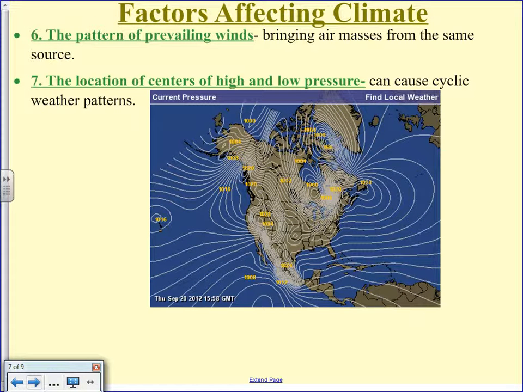Pattern of prevailing winds. Where do our winds typically come from? Not southeast, southwest. Yeah, they come from right over there. They come off the mountains. Typically, guys, here, winds blow from the west. If they're blowing from the west, from the southwest, we know what we're in for. It's going to be warmer, it's going to be drier. That's typically what it's going to do.